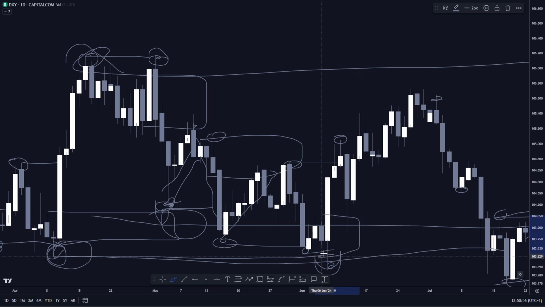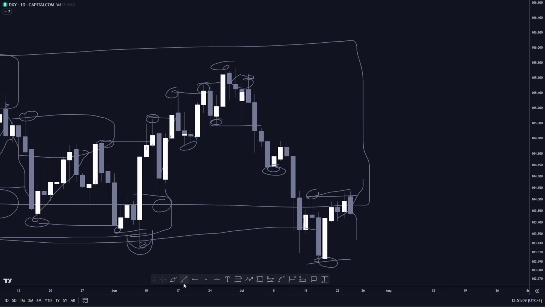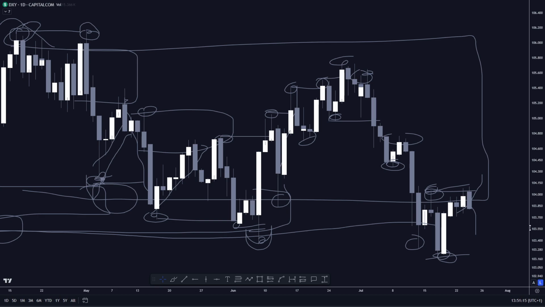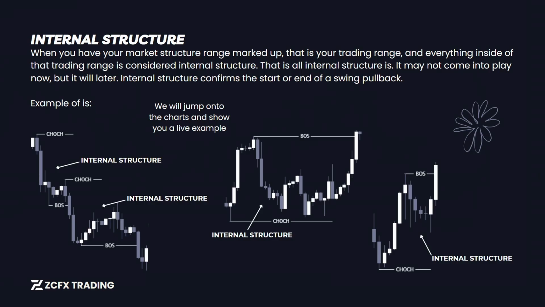Mitigate this area here very nicely. We break structure again internally. We've got the new range high and low. We break to the downside. We got a chalk here. We got a new range high or low. So even though this is creating new range highs and lows, and you can still trade from them, remember it's all internal structure. Okay, that's all internal structure is.